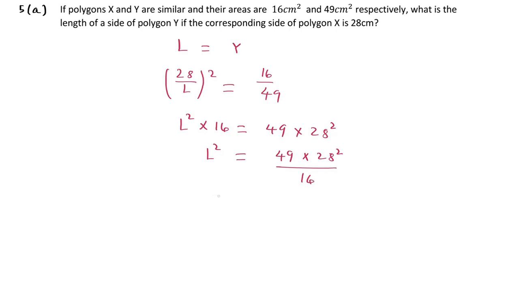Solving this, we are going to have L squared equals 2401. Okay, so now let us apply the square root both sides. We are going to have L equals 49. So the length of a side of polygon Y is 49 centimeters.